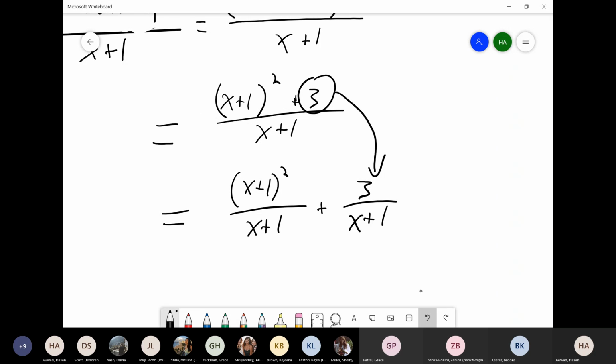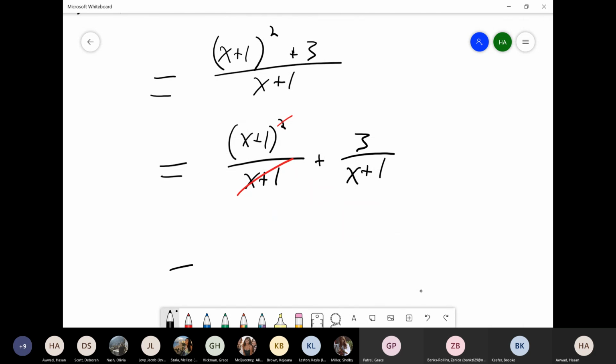And what was the reason that I split this up? Well, now I have x plus 1 squared over x plus 1. I have the same factors up top as I do on bottom. So I can cross out one of the x plus 1s on top, and I can cross out the x plus 1 on the bottom, and this leaves me with x plus 1 plus 3 over x plus 1, and we're done.